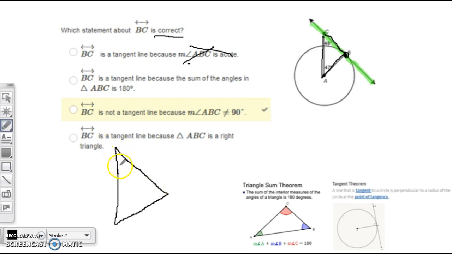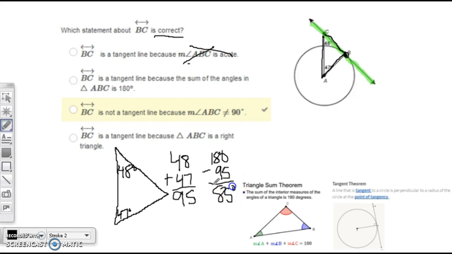But I know I've got my triangle down here. I know this one's 48 degrees and this one's 47 degrees. So I'm going to find this missing angle. And remember, all of them have to add up to 180. So I'm going to add those up and subtract from 180. So when I add them, I get 95 degrees, and if I subtract from 180, we should be left with 85 degrees. So this angle here is not a 90-degree angle. It is actually an 85-degree angle, which means that BC is not tangent to the circle.